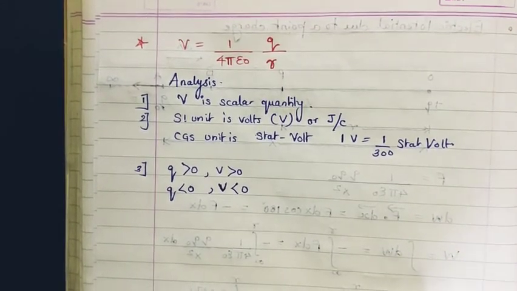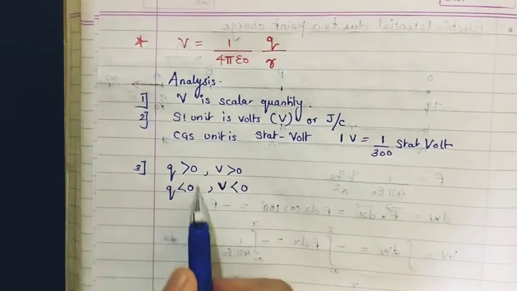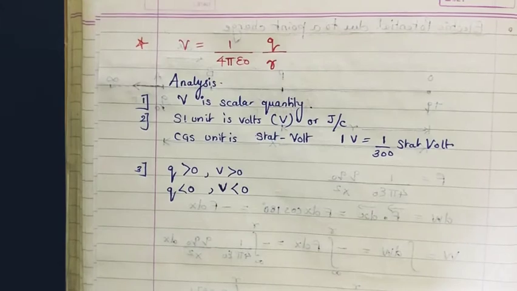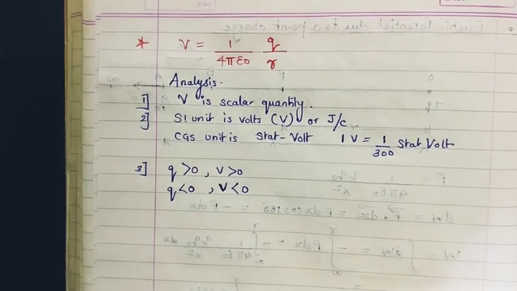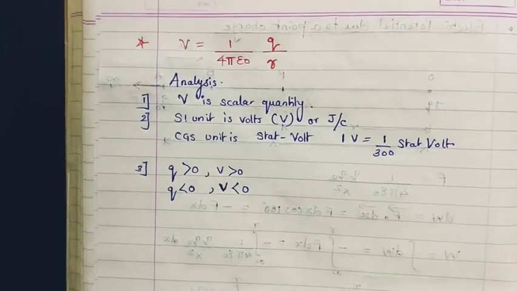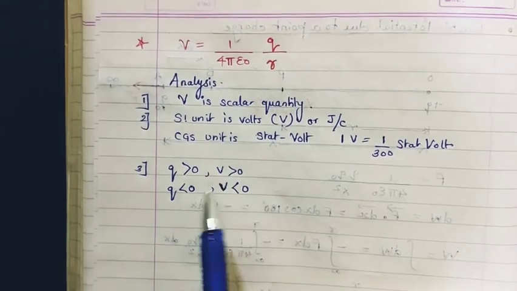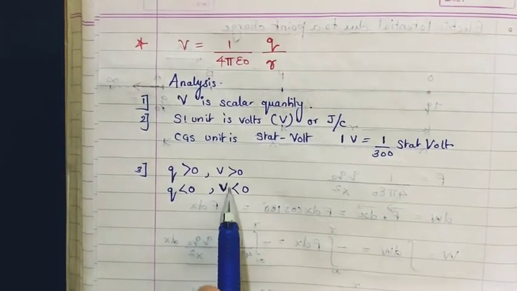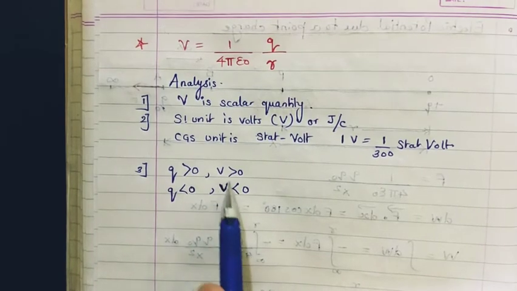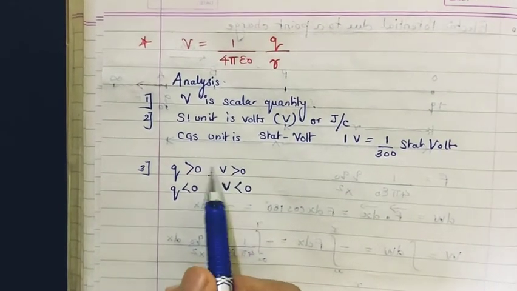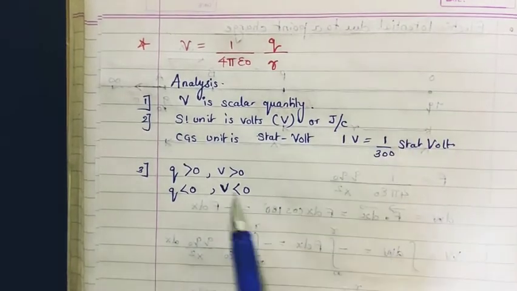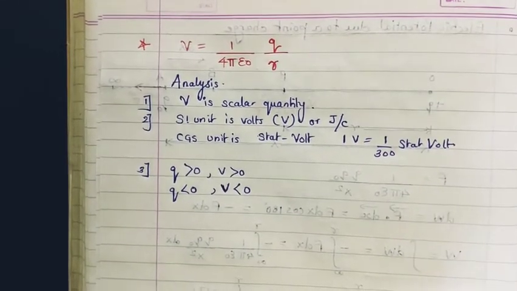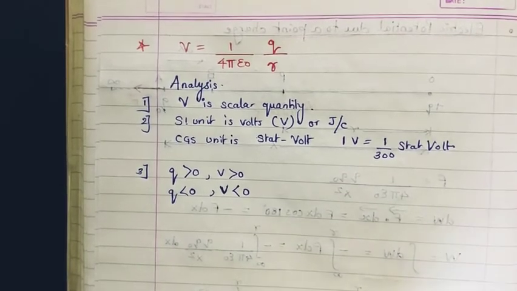Okay, and what does the negative potential imply? The work is done by the electric field to move the charge q naught, that is the test charge, from infinity to that point. Okay, so if the potential is positive, the work is being done by the external agent, and if the potential is negative, the work is being done by the electric field to move the test charge from infinity to that point.